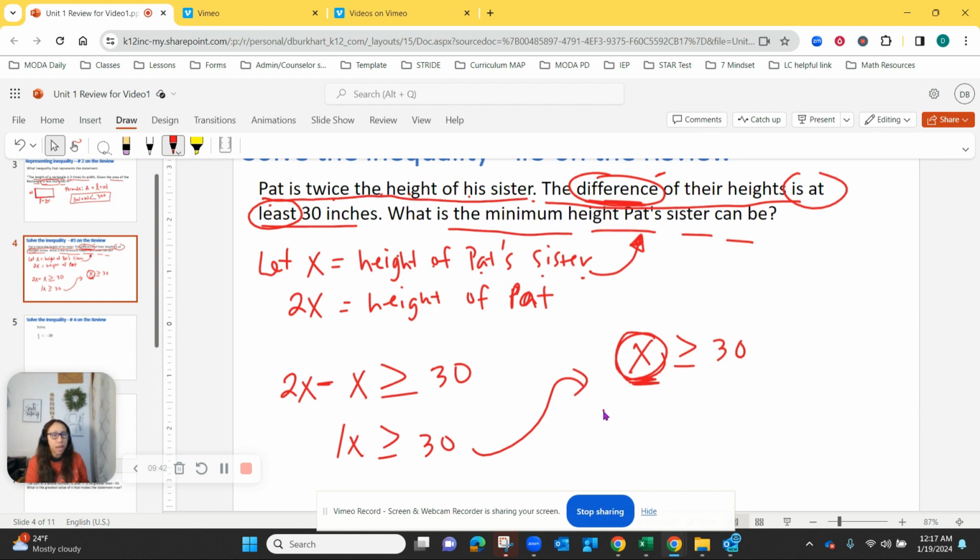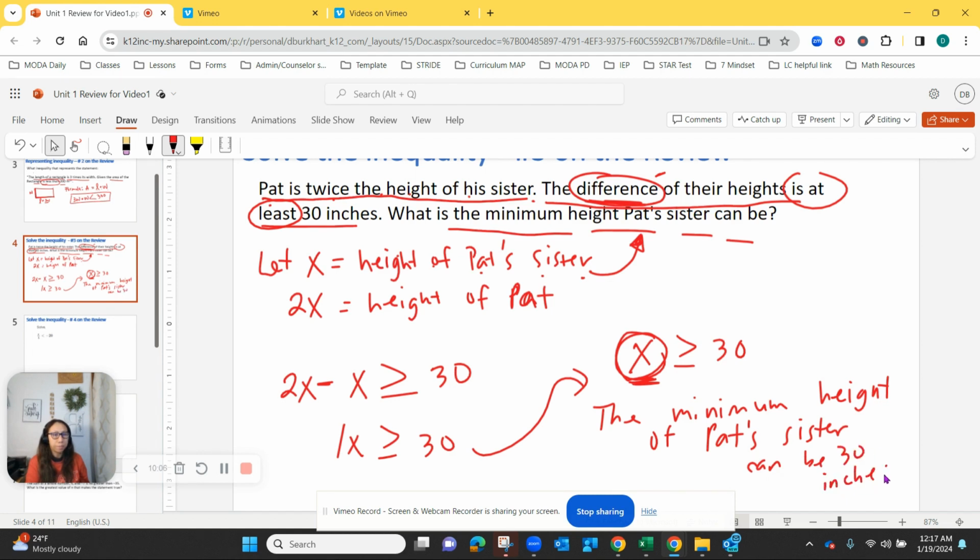So I would say that the minimum height of Pat's sister can be 30 inches. All right.